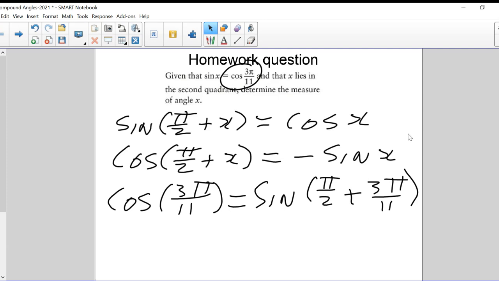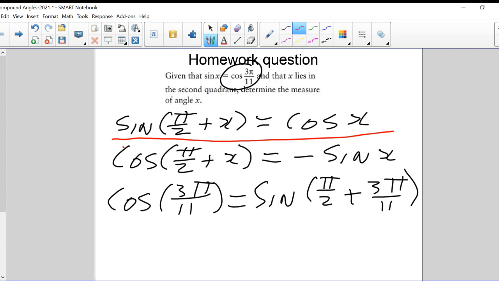So it would suggest that if this statement here that I'm underlining now, I'll underline it in red, is true, right? If the cosine of x is the same thing as the sine of pi over 2 plus x, then I could say that the cosine of, this is my x, this 3 pi over 11 is really my x, is equal to the sine of pi over 2 plus 3 pi over 11. That's what the cofunction identity says.